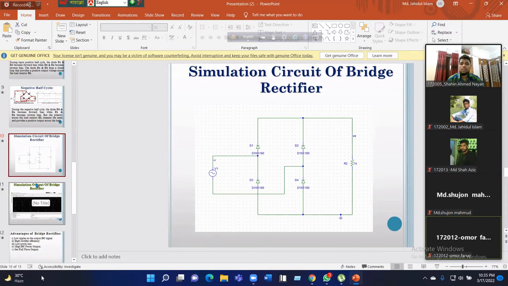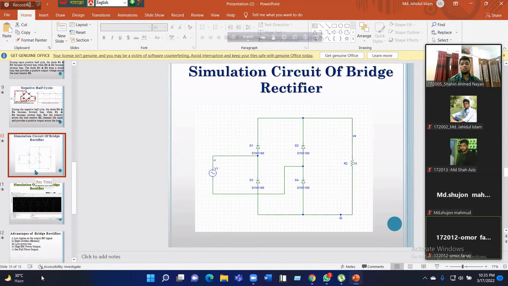Now we are in the simulation circuit of this rectifier. This circuit simulation needs 3 main elements: diode, AC signal or AC supply, and load resistor R2. We are using this AC supply V1.